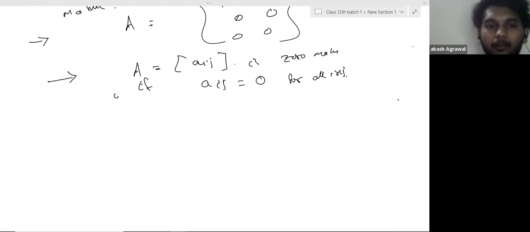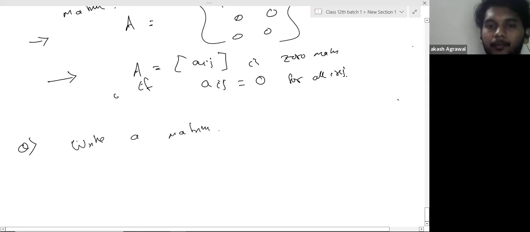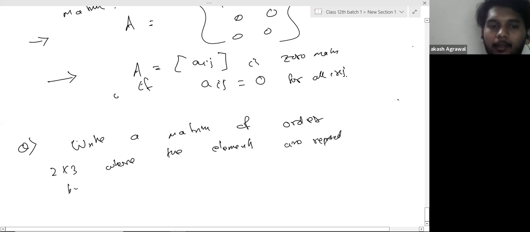All right, let's solve one question. Write a matrix of order 2 by 3 where the elements are represented by Aij equals half mod of i minus 3j.